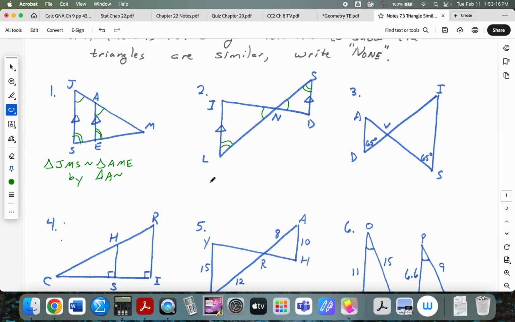So that's enough now to know that the two triangles are similar. So triangle LIN, you can name the first triangle any way you want, but you've got to make the corresponding parts match up. What matches with L in the other triangle? S. And what matches with I? D. And again, I know that because of the angle marks, so it's got to be SDN by angle similarity.